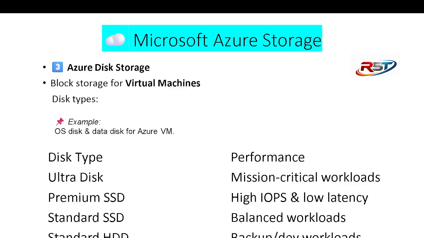It is for mission critical workloads. Premium SSD is for high IOPS and low latency. Standard SSD, balanced workloads. Standard HDD, backup and dev workloads.